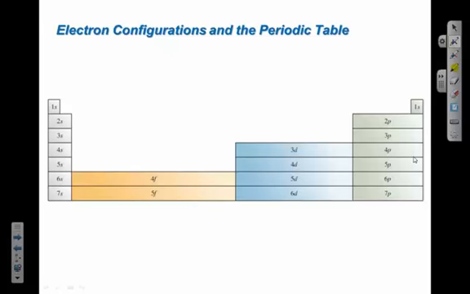So the first two columns are the S block, and that's here in green. That's the S block, the first two columns. Right? The S block is two columns wide because I can fit two electrons in an S subshell. This block over here is six columns wide because it's the P block. The P block is six columns wide because a P subshell can hold up to six electrons.